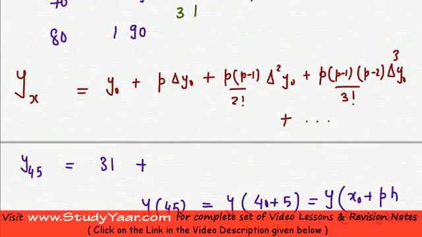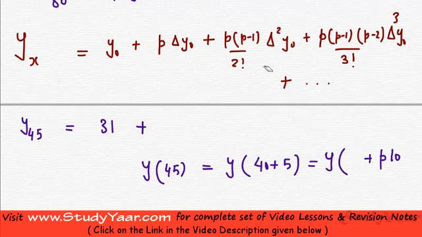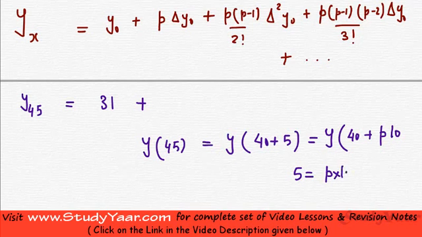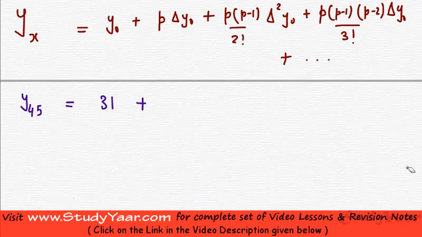Okay, so you have x0 plus p into 10. What is x0? x0 is 40. So you have 40 plus 5 is equal to 40 plus p into 10. So you have 5 is equal to p into 10, or your p is equal to 0.5. Okay, so your p is 0.5 over here.